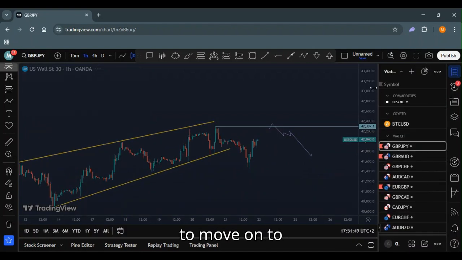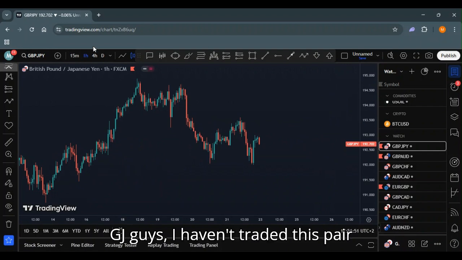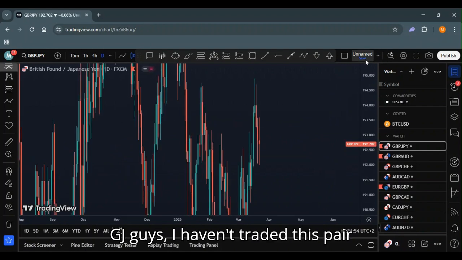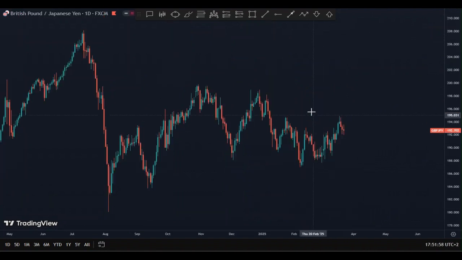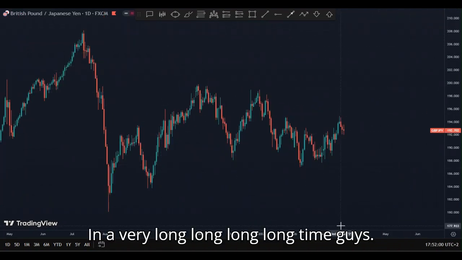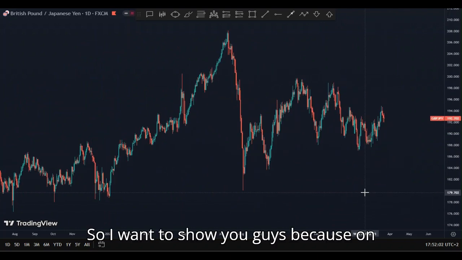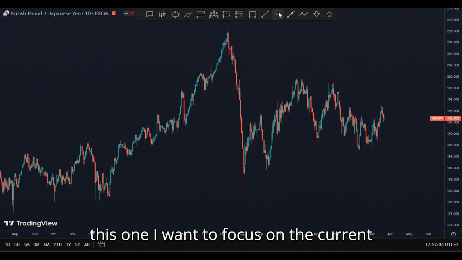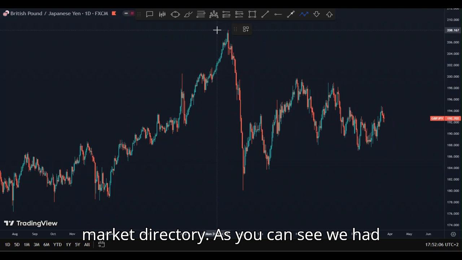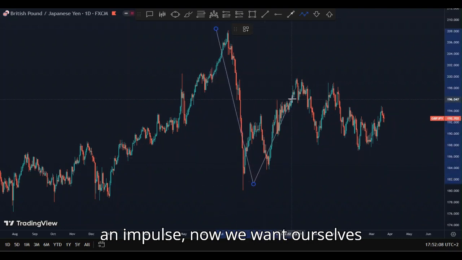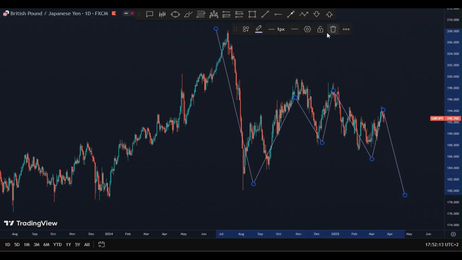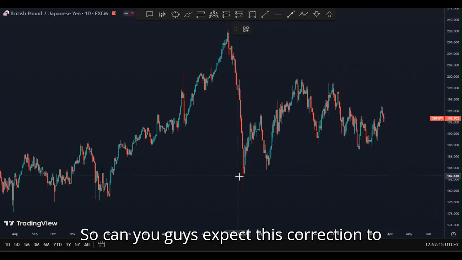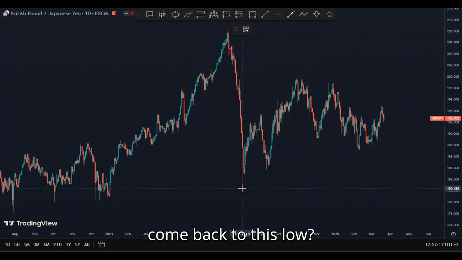So we're gonna move on to GJ, guys. I haven't traded this pair in a very long time, guys. So I want to show you guys because on this one I want to focus on the current market structure. Right? As you can see, we had an impulse. Now we're having ourselves a correction, right? So we can just expect this correction to come back to this low.